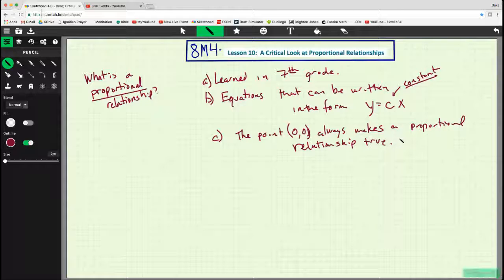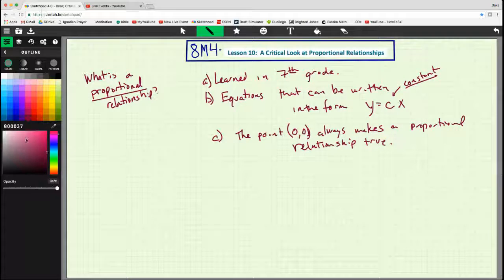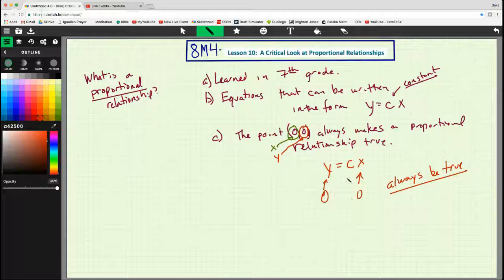Okay, so we've talked a little bit about this. A point being 0, 0. Remember, when we represent things using points, the first point is always X, and the second point is always Y. So in a relationship like Y equals C times X, if I put a 0 in for Y and a 0 in for X, it will always be true. And I think you can maybe see why that's true, because a constant times 0 will always equal 0.